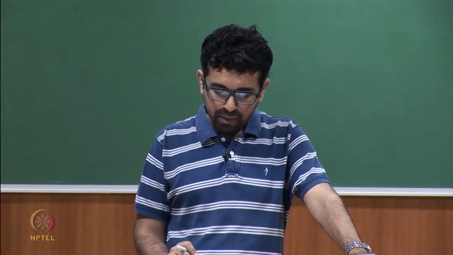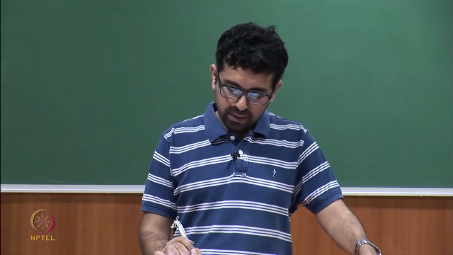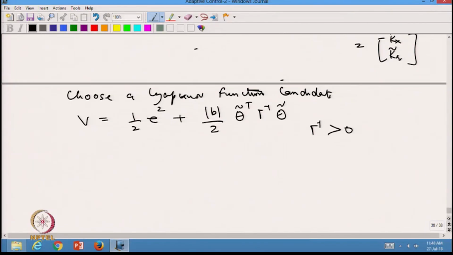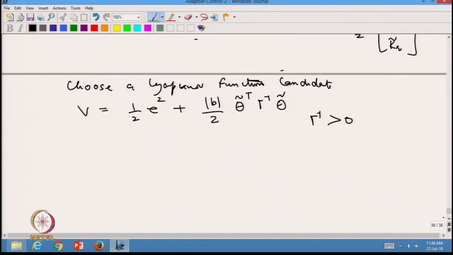Okay, so here gamma inverse of course is positive definite, and we assume that the sign of b is known. Then we take the derivative of this.